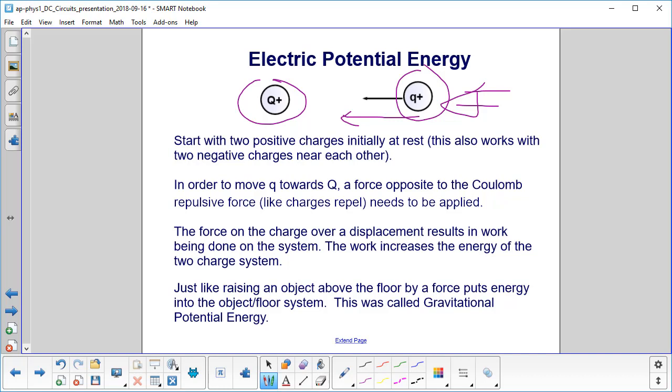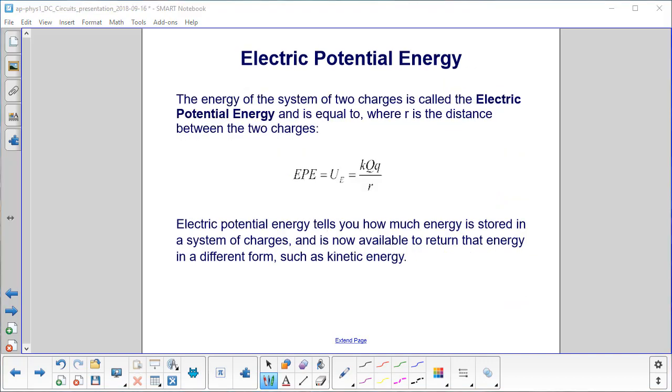And once again, we're going to use an analogy to gravity. Just like raising an object above the floor by a force puts energy into the object-floor system, we're doing the same thing here with electric potential energy. Back when we were dealing with gravity and position, it was called gravitational potential energy. The energy of the system of two charges is called electric potential energy, and it's equal to this equation here, where r is the distance between the two charges.